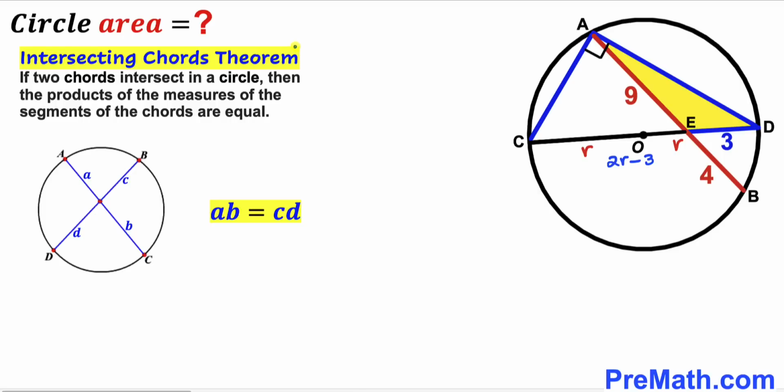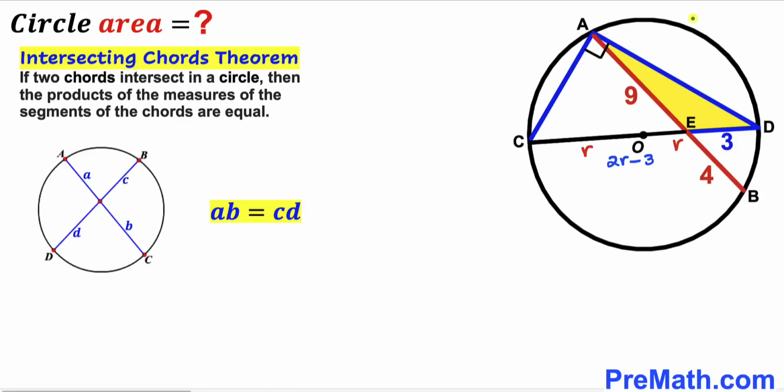So we are going to recall the intersecting chords theorem. According to this theorem, if two chords intersect in a circle, then the products of the measures of the segments of the chords are equal, as you can see in this given diagram. Here we have two chords AC and BD, and they intersect each other. As a result, we end up with segments a, b, c, and d respectively, such that the product of a times b is equal to c times d, as you can see in this given equation.